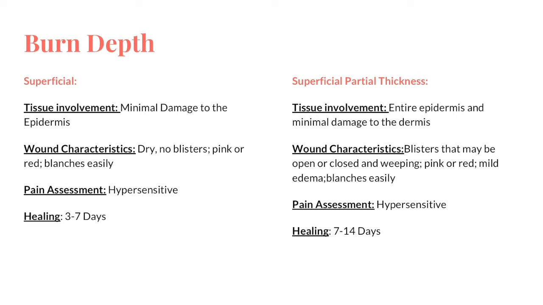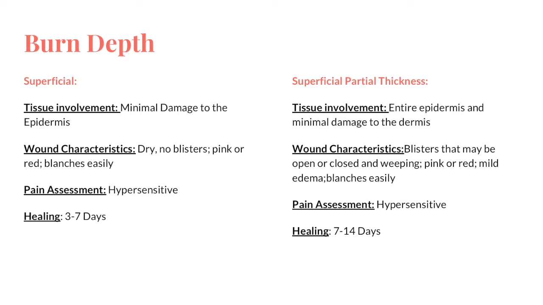Superficial burns occur when there's minimal damage to the epidermis. The wound is dry, there's no blisters, it's pink or red, and it blanches easily. The area is hypersensitive, and the healing occurs within 3 to 7 days. For superficial partial thickness, the entire epidermis is involved, and there's minimal damage to the dermis. Wound characteristics are that it blisters and may be open or closed and weeping. It'll be pink or red with mild edema and blanches easily. It'll be hypersensitive and healing occurs in 7 to 14 days.